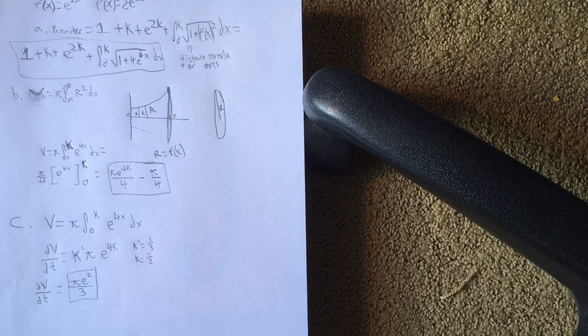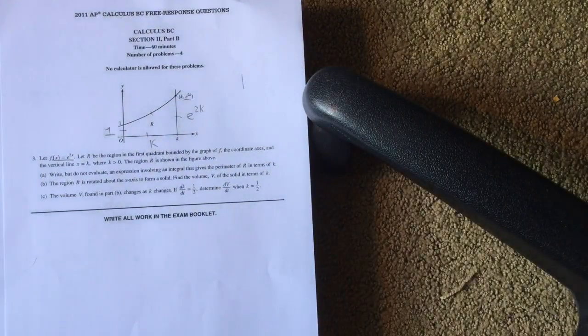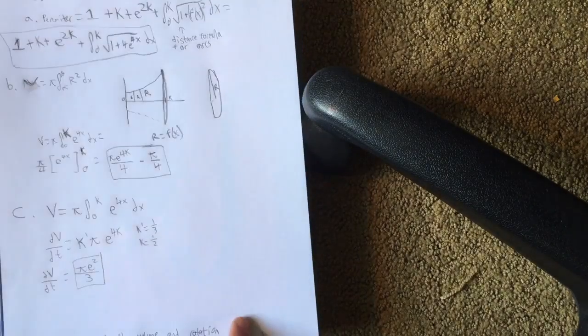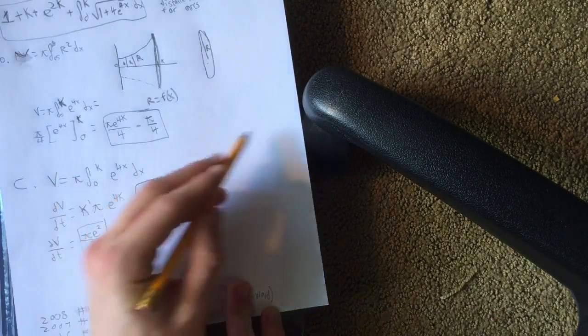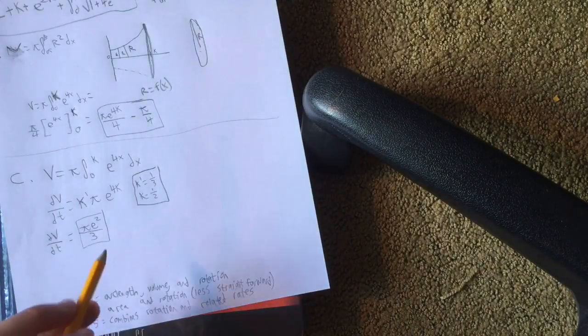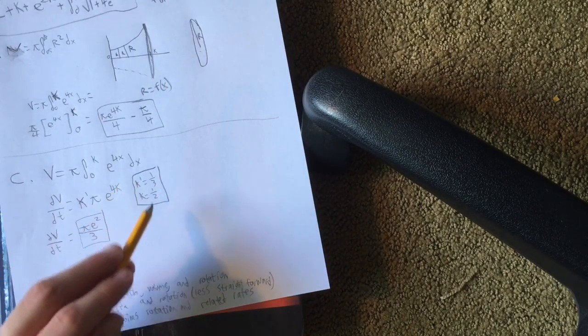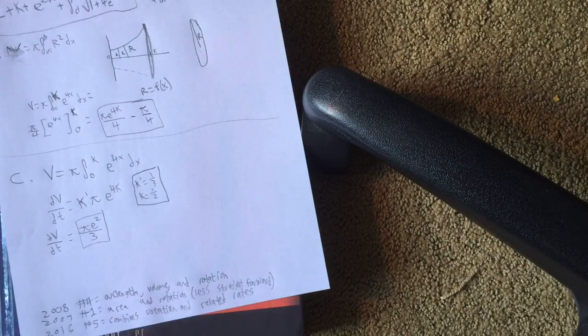All right, so then we are on to the last problem. The volume V found in part B changes as k changes. If dk/dt is 1/3, determine dV/dt when k equals 1/2. So we have our variables here. I'll put them in a box, it's easier to read. k prime equals 1/3 and k equals 1/2.